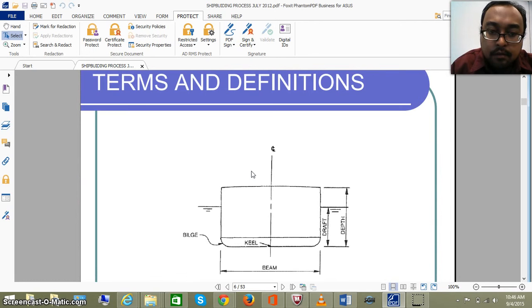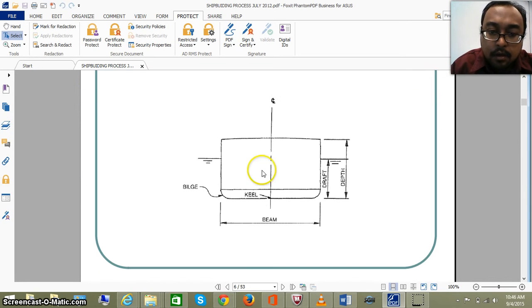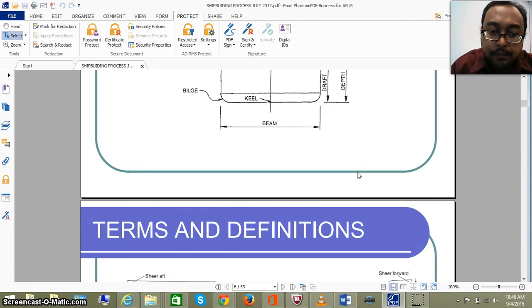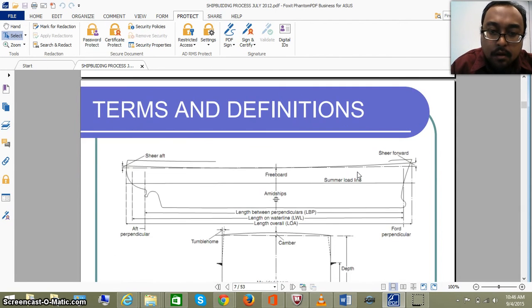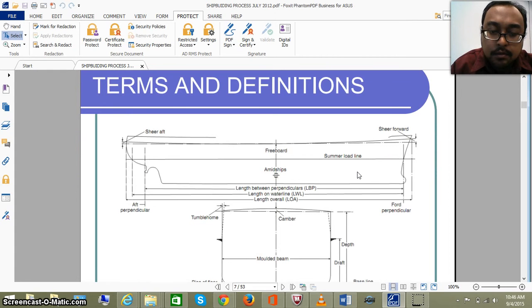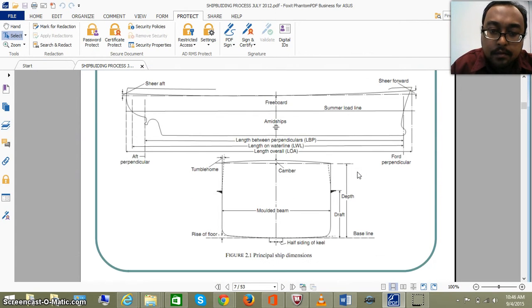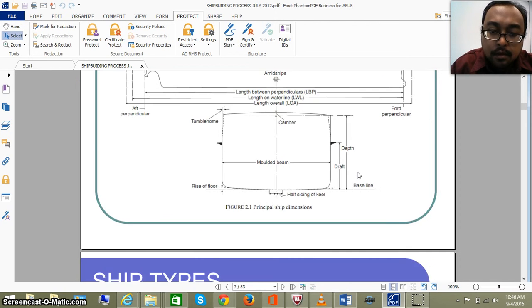We look at the front view. We have the beam, bilge, draft, and depth. This is also the same diagrams, which you can refer to later.